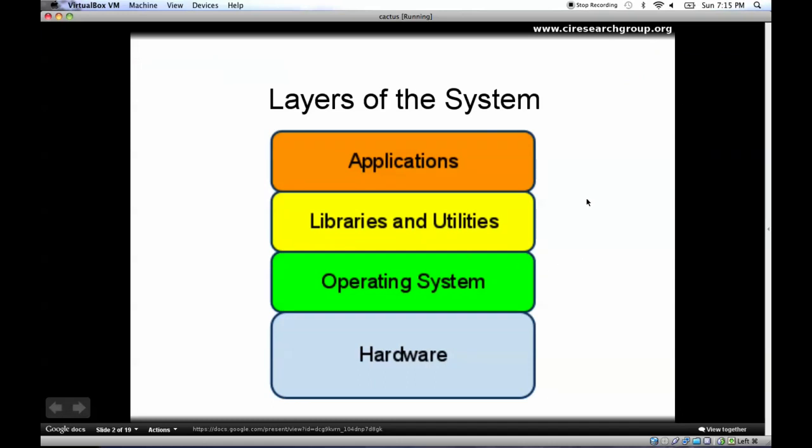Now, it's convenient to think of a computer system as a set of layers, where at the top layer we have a group of applications. These are the programs that we run and with which we interact on a day-to-day basis to accomplish various tasks. These applications are built on top of libraries and utilities, some of which are included with the operating system and some of which are installed separately. Now, the operating system acts as an intermediary layer between the application layer and the utilities and the underlying hardware.